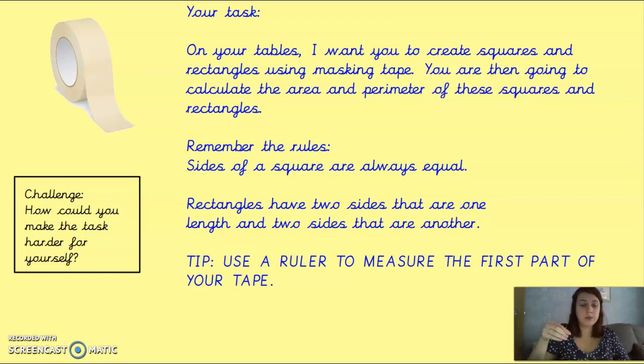All you're going to do is make up lots of different rectangles, squares, based on however long you pull that first piece of tape, however long you cut it. That is going to give you your starting point, so it will give you different sizes. And then on a bit of scrap paper, you're just going to work out the area and perimeter and then place it inside your square or rectangle. So not so much work in your books.